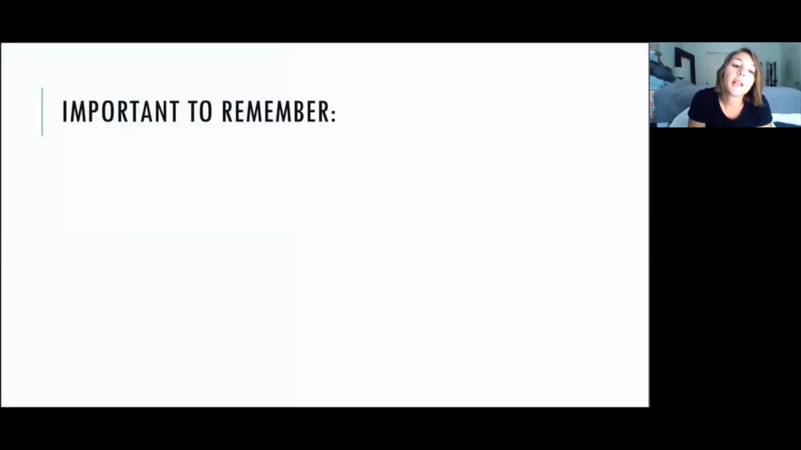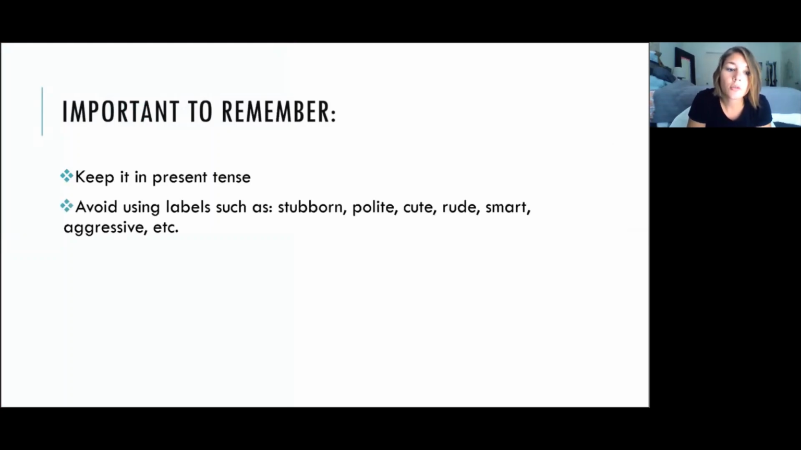So when you are writing your observation, there are a few things that are important to remember. First is you always want to write in the present tense. You don't want to say, Johnny walked over to the shelf. You want to write, Johnny is walking towards the shelf. Okay? Never use labels. We don't want to label children, like we don't want to call them stubborn, polite, cute, rude, smart, aggressive.